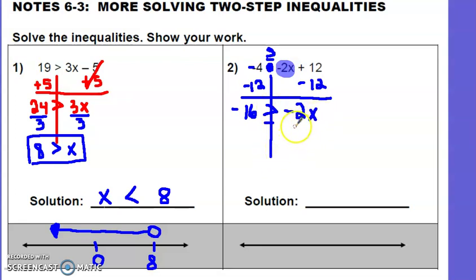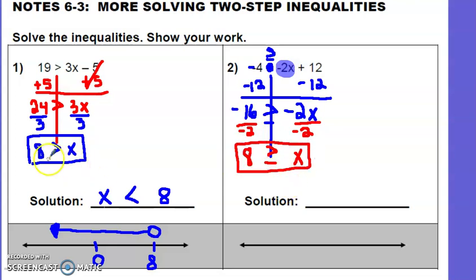So now, to get x by itself, we are going to divide both sides by negative 2. Do not make the mistake and only divide by positive 2, because then that negative is going to stay. So that gives us x by itself, and that's going to be greater than or equal to, and a negative divided by negative is a positive, and 16 divided by 2 is 8.